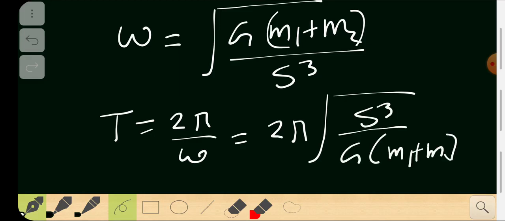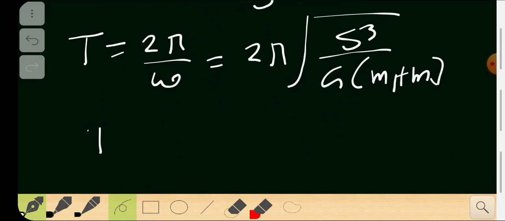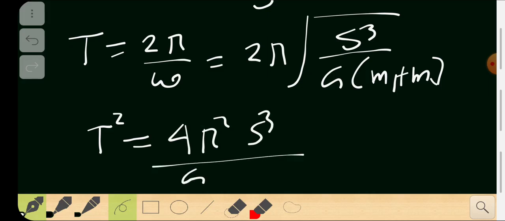Okay, now let's substitute for the case of the moon and the earth, right? Or now you can say T square is equal to, as in the earlier case, where we used the equation T square, Kepler's law, we correlated with that, so that's why T square can be written as 4 pi square times s cube by G times m1 plus m2. Okay, so just like that.